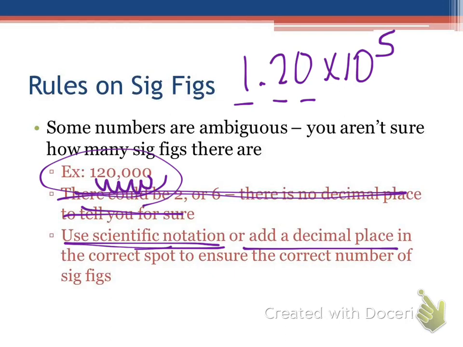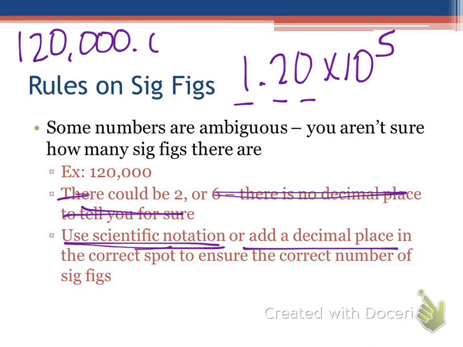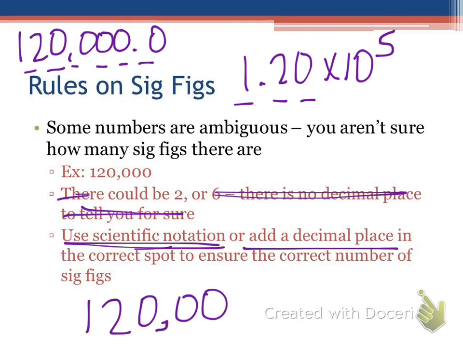If I had to fix it so I had 7 significant figures, how could I do that? 120,000.0. That turns all of these digits significant. So adding a decimal place lends another 0 at the end. I'll see some people do 120,000 and then a point. That has to have a 0 after, which makes it 7 sig figs.